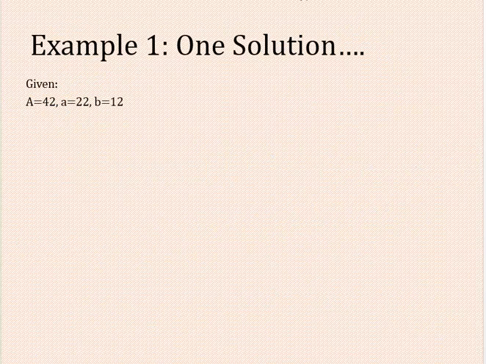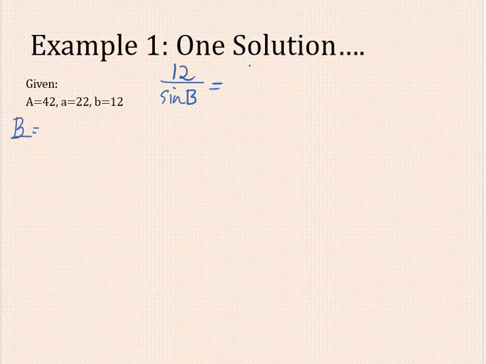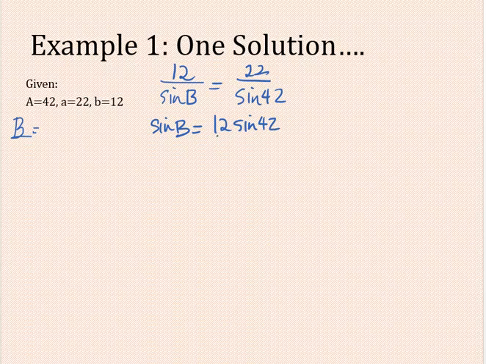All right, look at this first problem. So they gave me angle A, little a and little b. So I have to start by finding big B. All right, I'm going to put little b, which is 12, over the sine of big B, equals little a over the sine of big A. All right, and I'm going to cross multiply and solve for the sine of B. So it's going to be 12 sine of 42 divided by 22. So I find that the sine of B is 0.3650. Now, it's less than 1, so I know that there is an angle.